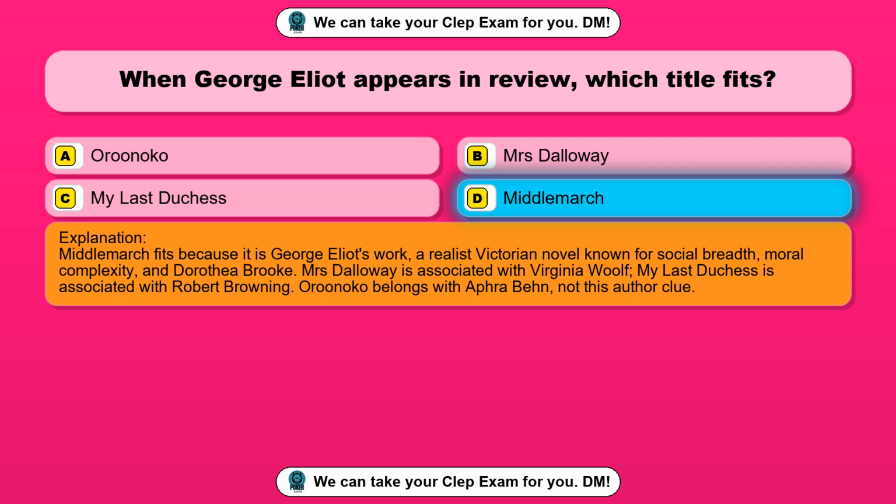Middlemarch fits because it is George Eliot's work, a realist Victorian novel known for social breadth, moral complexity, and Dorothea Brooke. Mrs. Dalloway is associated with Virginia Woolf, My Last Duchess is associated with Robert Browning. Orinoco belongs with Aphra Behn, not this author clue.